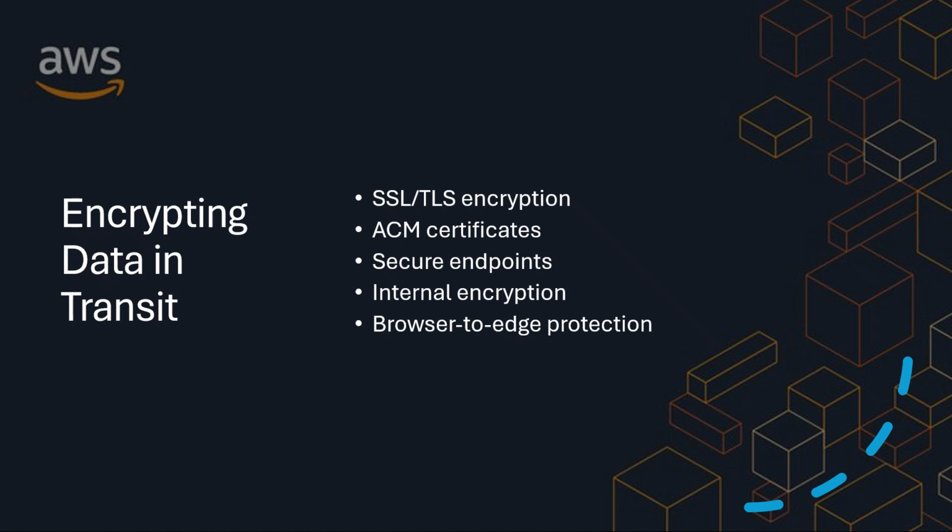When data moves between systems, it must be protected from interception or tampering. AWS uses SSL and TLS to encrypt data in transit, ensuring secure communication between the clients and the services and the network endpoints. AWS Certificate Manager, or ACM, handles the creation and renewal of SSL certificates for services such as CloudFront, API Gateway, and load balancers. By enforcing HTTPS and using secure endpoints, you ensure that every connection, whether it's internal or external, is encrypted and protected against man-in-the-middle attacks.